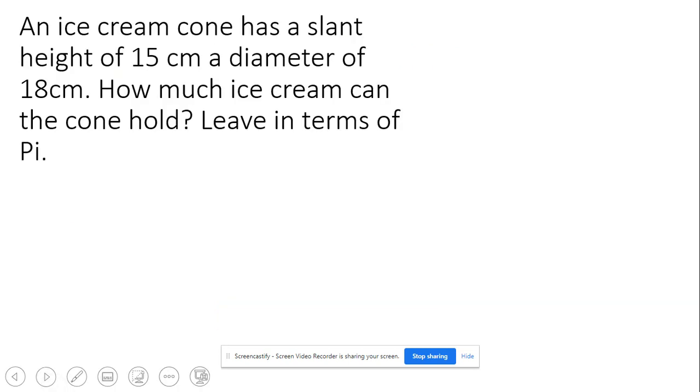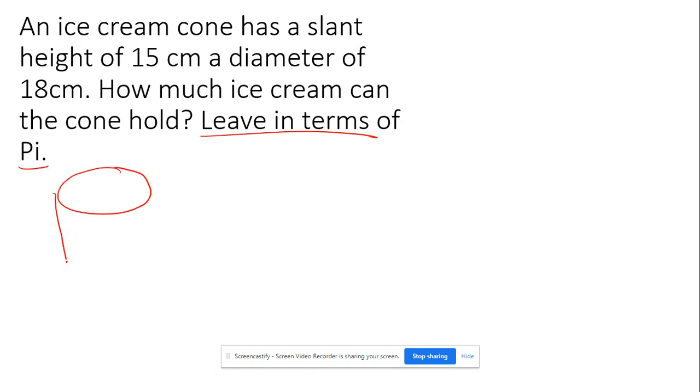Now let's do one more. An ice cream cone has a slant height of 15 centimeters and a diameter of 18 centimeters. How much ice cream can the cone hold? Leave in terms of pi. So I'm going to draw a picture of a cone with a slant height of 15 and a diameter of 18. Well, step 1 says r equals and h equals.